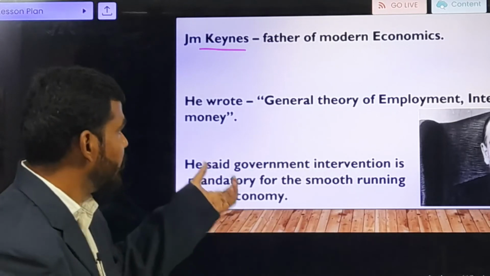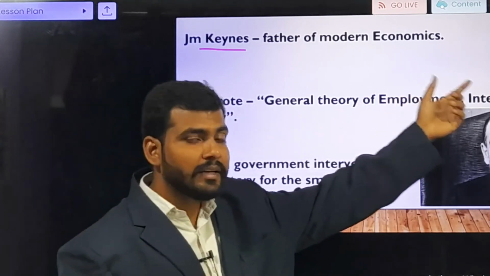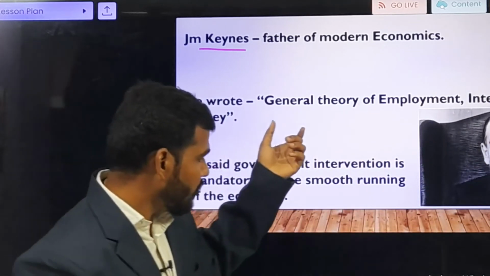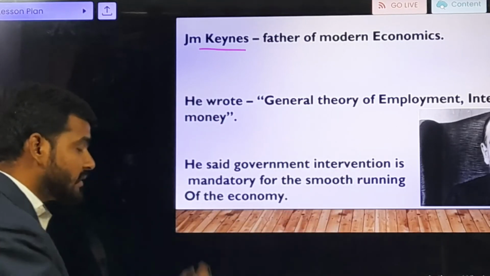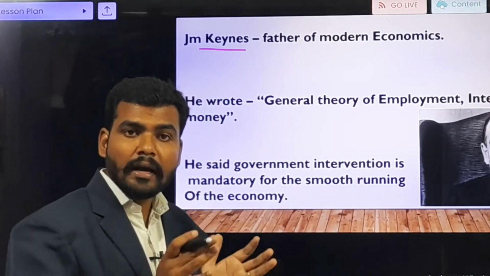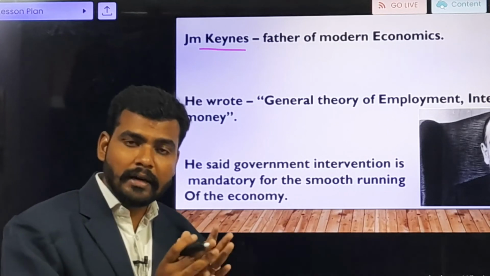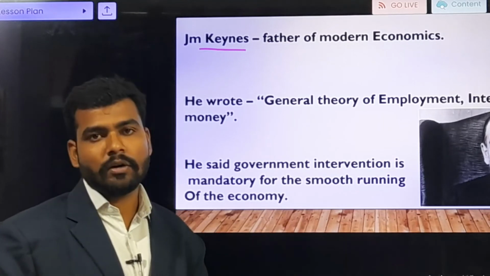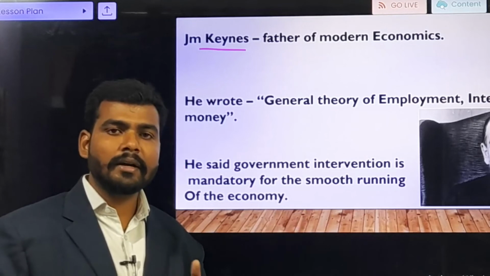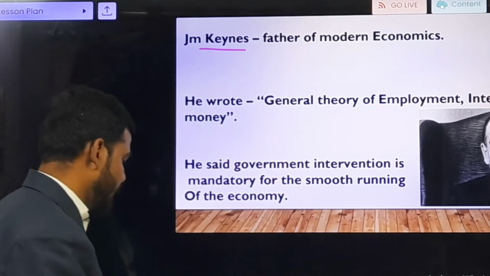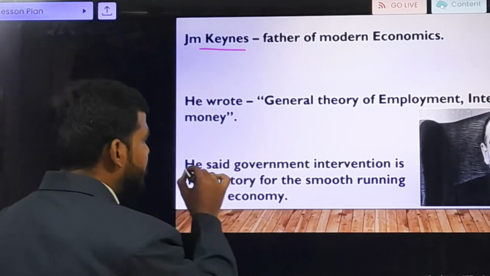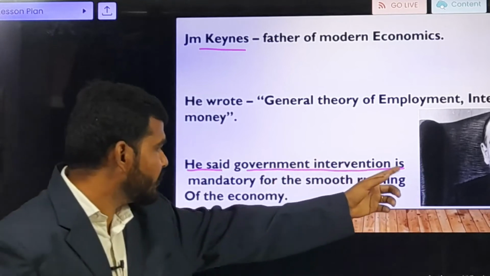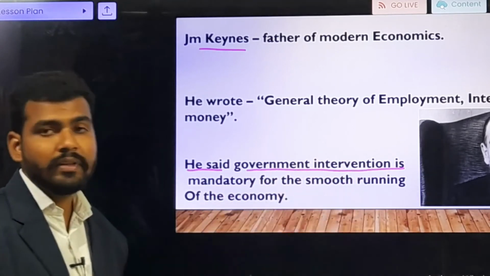His book is General Theory of Employment, Interest and Money. He said that, see, till now all the countries are following that government should not enter into the market system. We are following free market economy. Every other country is following free market economy. But now James Keynes is saying that government should intervene. Government's intervention is mandatory for the smooth running of the economy.